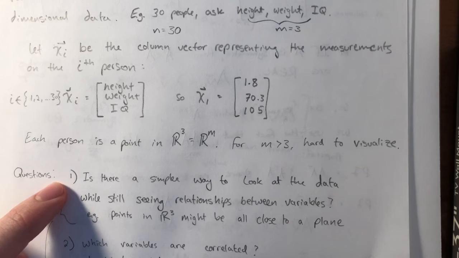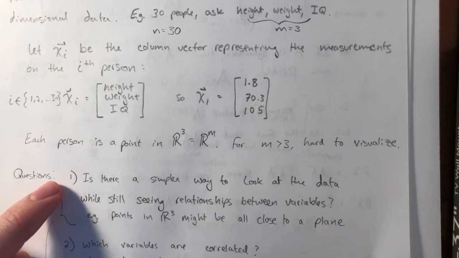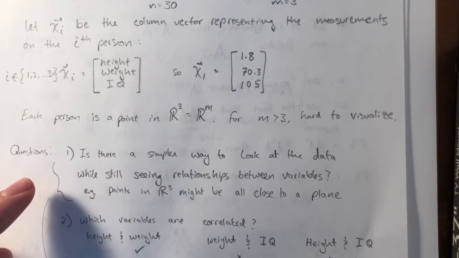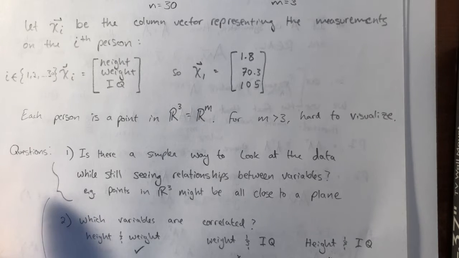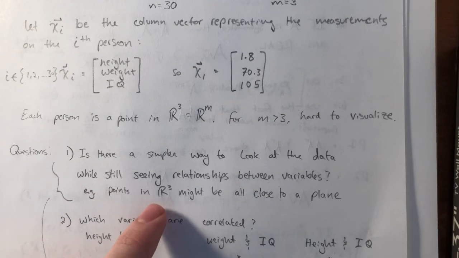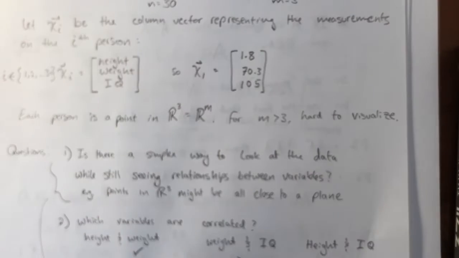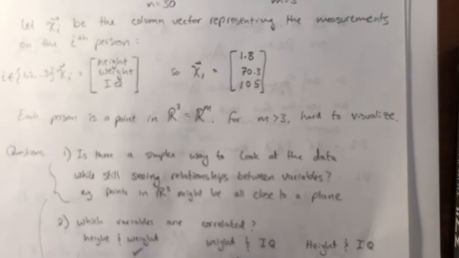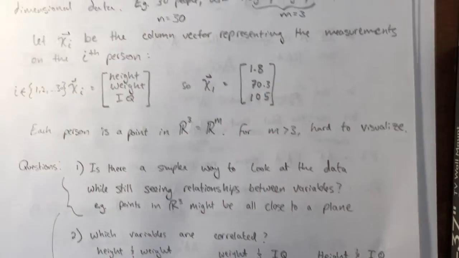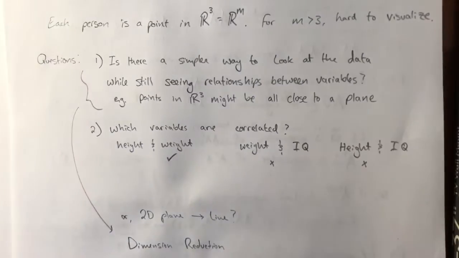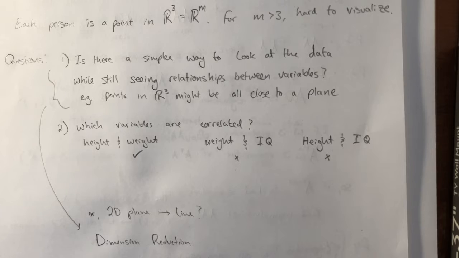So is there a way to look at the data while still seeing the relationships between the variables? Maybe even though we plot our points in R3, they might all be localized on some sort of plane, or in R4, maybe they're all in some hyperplane. From that, we could see which variables are correlated.